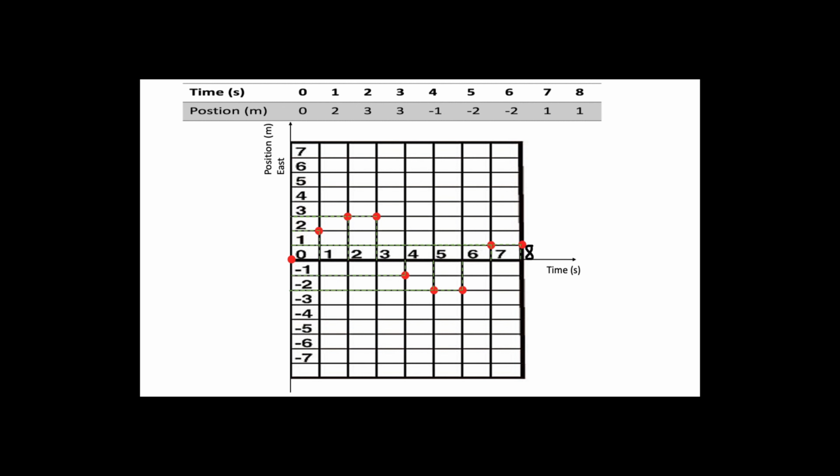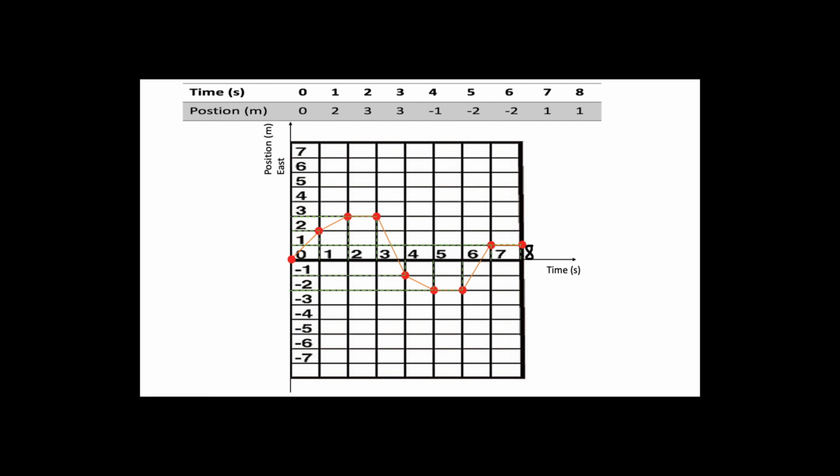We have to draw the graph. So we join the points. We join this point with this point, and then this point with the following one, and so on. We join them one after another. So this is the graph representing the motion that is given in the table.